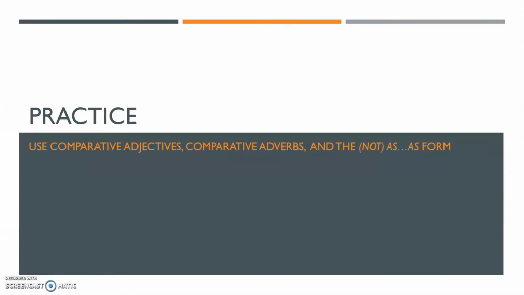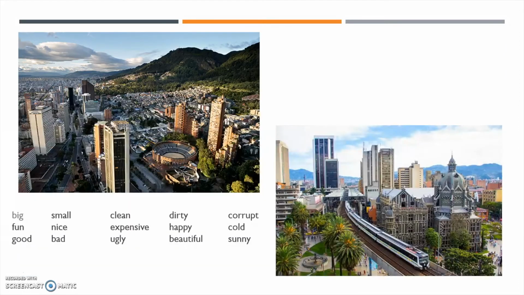So let's look at some practice here. We're going to start with trying to compare Bogota and Medellin. There are a lot of adjectives down here you can use and practice on your own, but for now we're going to start with one, which is big. So pause your video and write a comparative sentence using big.